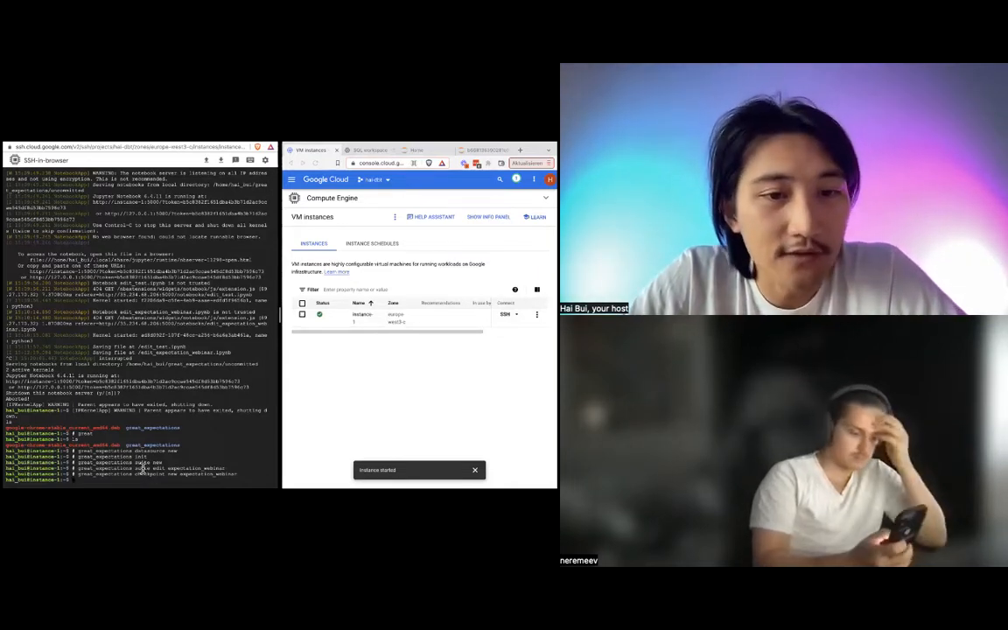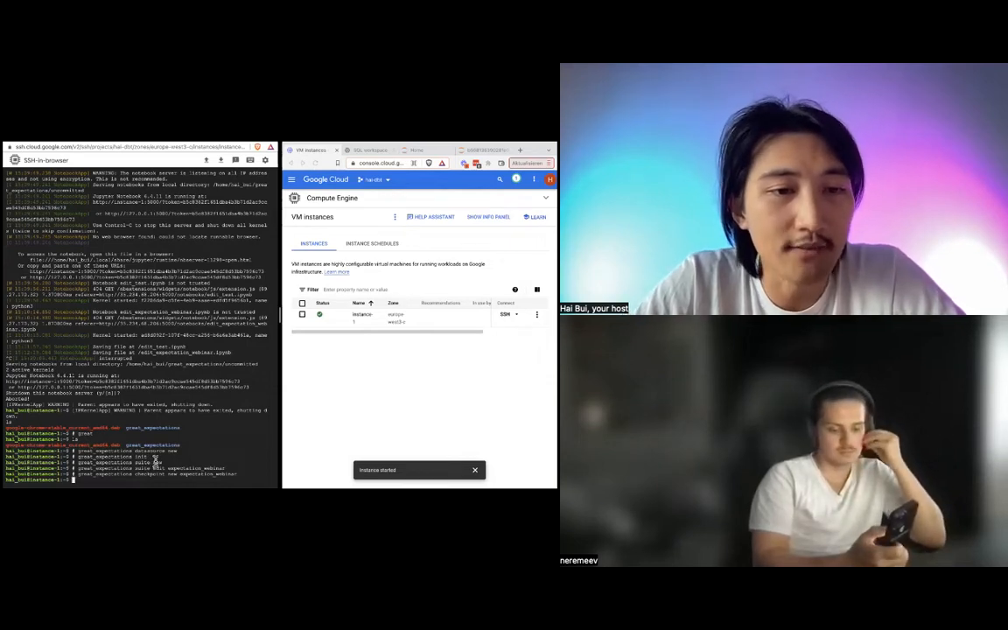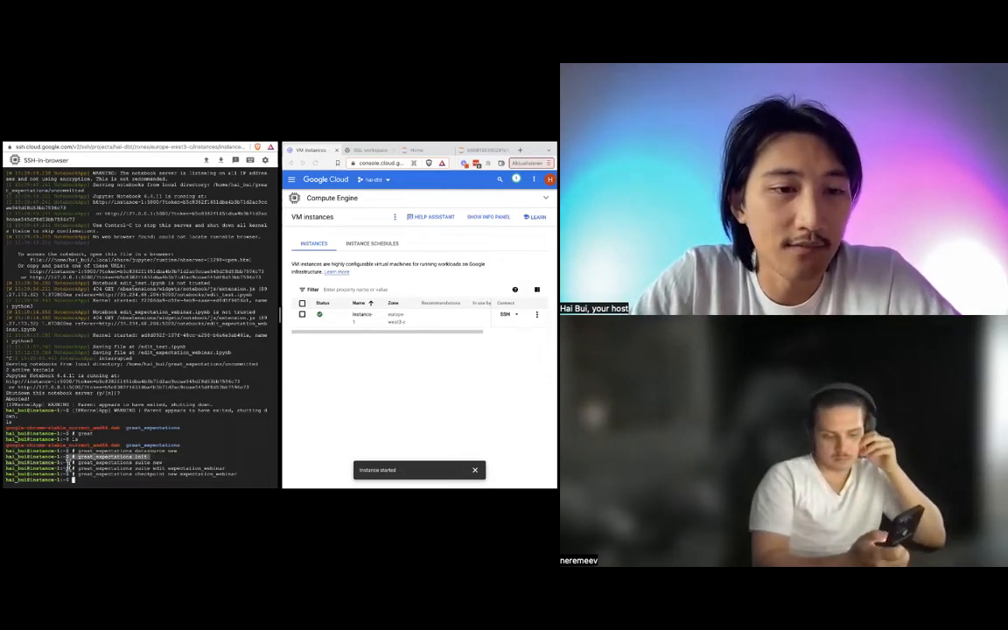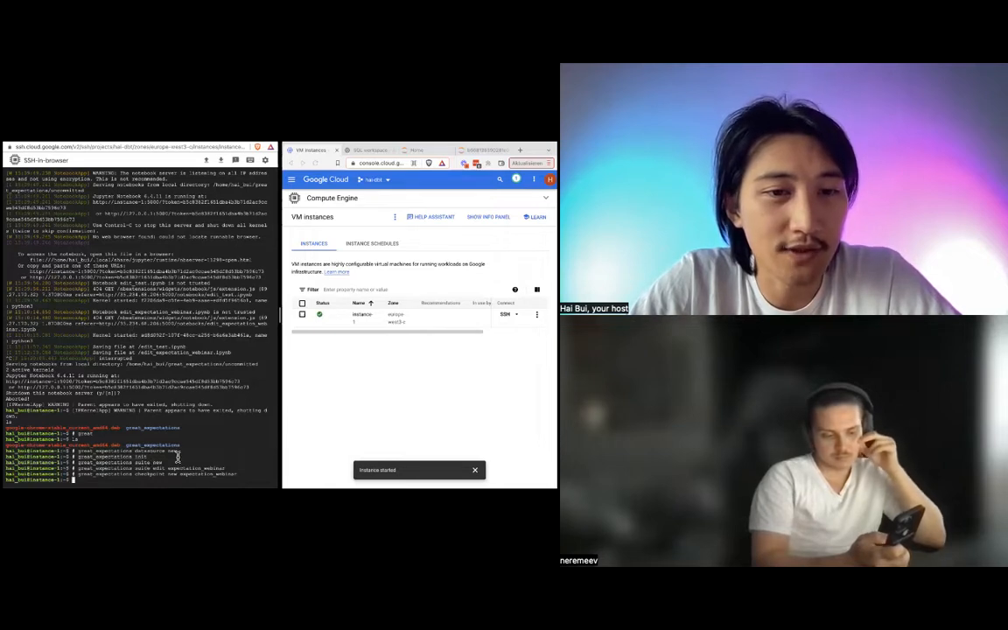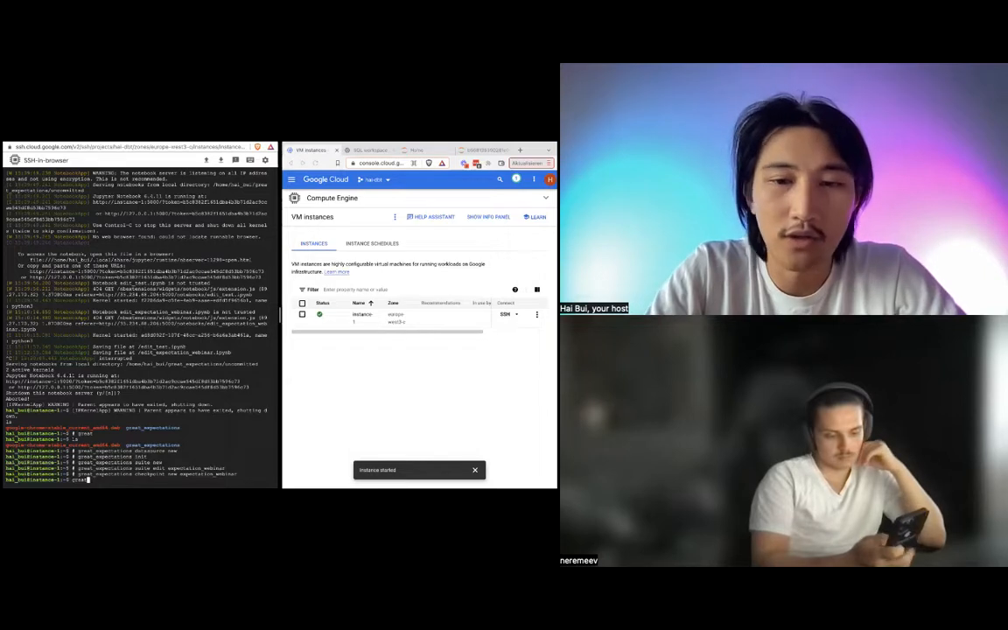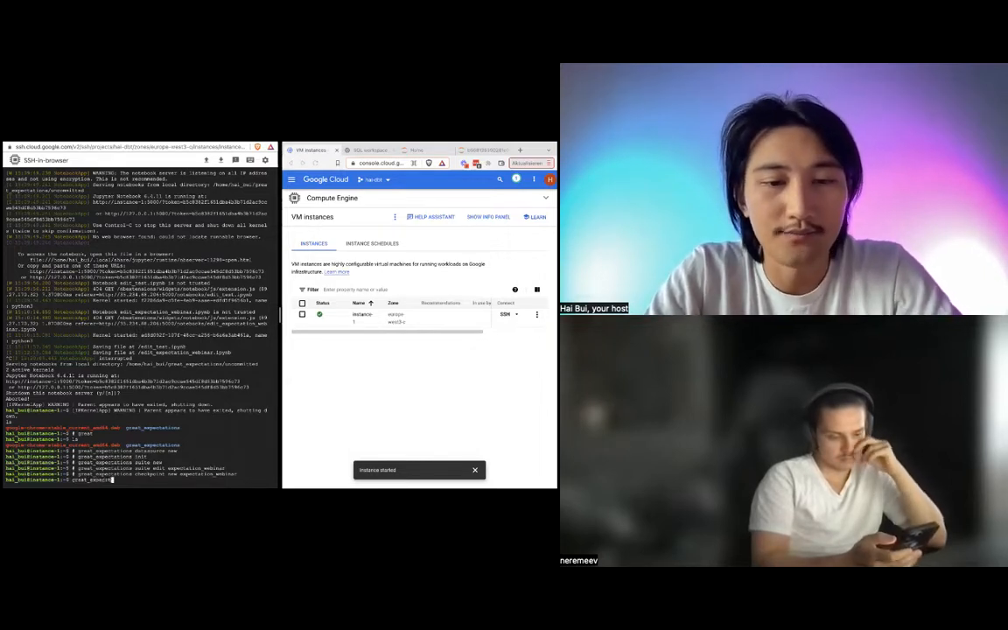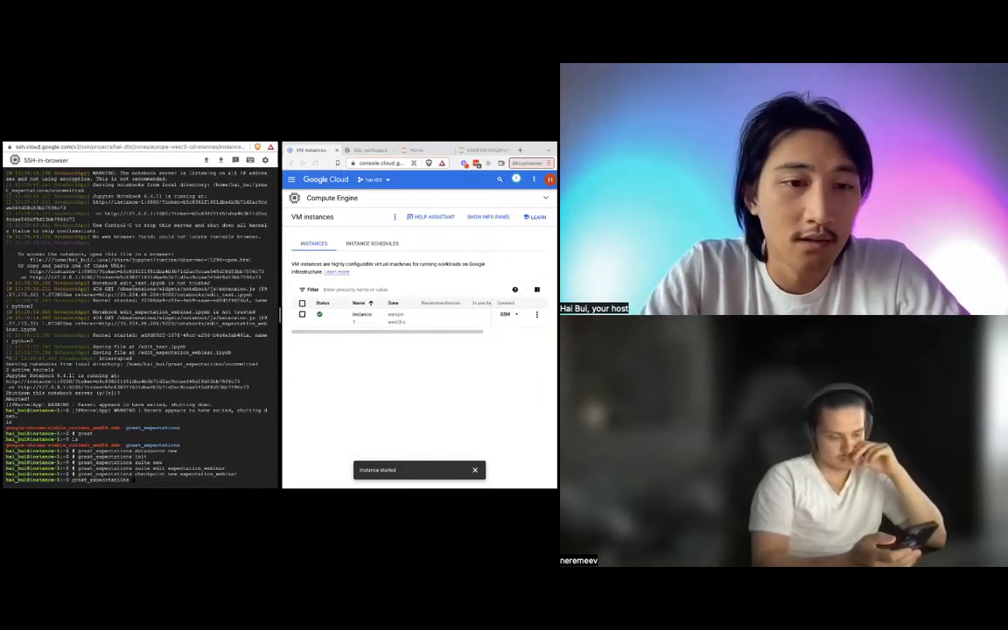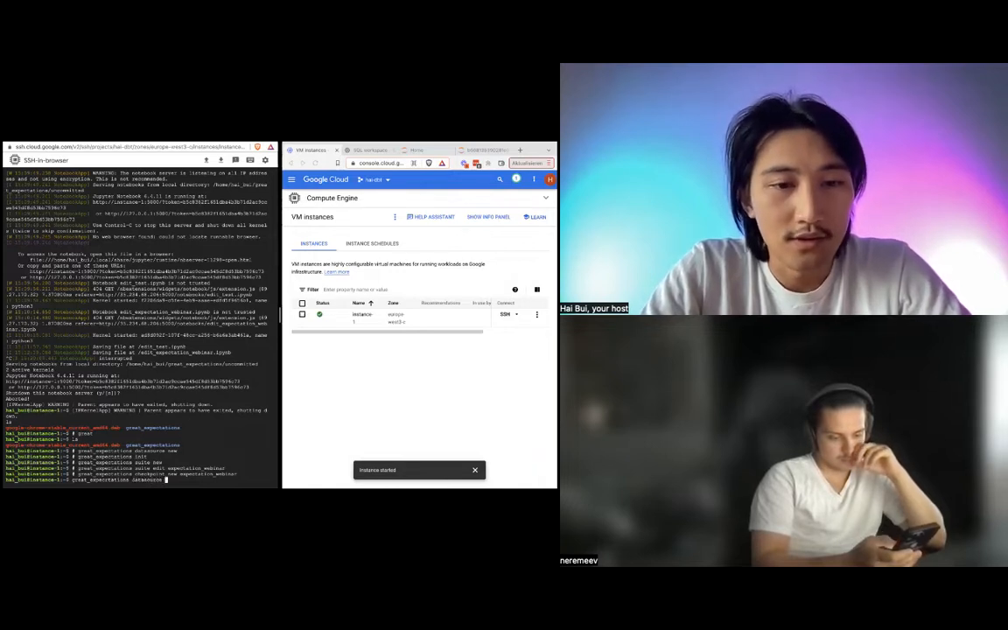So first of all, you would run this command, great_expectations init. You would initialize Great Expectations. Then you would create a new data source. Let me just show you how it looks. Data source new.